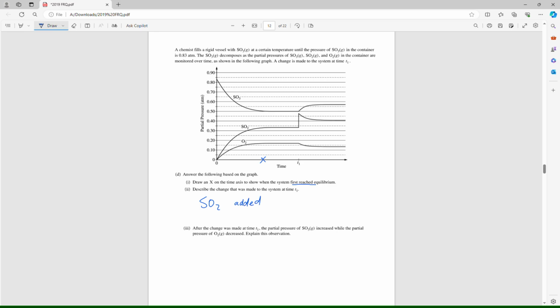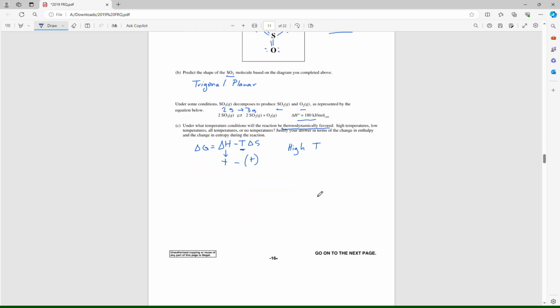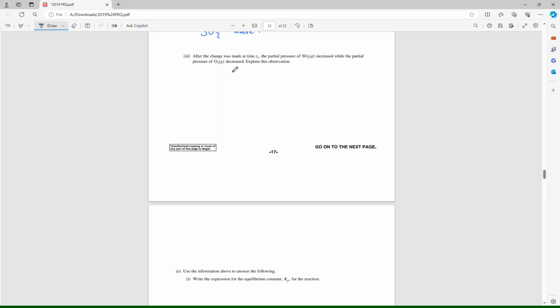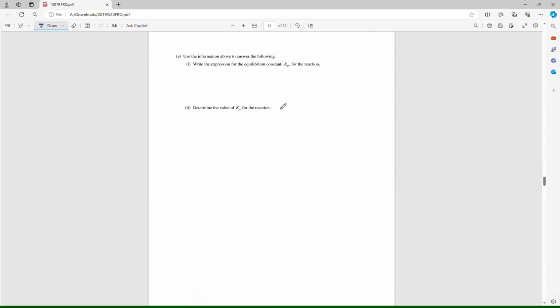After the change was made at time t1, the partial pressure of SO3 increased while the partial pressure of O2 decreased. So this has to do with Le Chatelier's principle. Let's go up to the balanced equation here. So it was at equilibrium, we added SO2, and since we added more products, more reactants will be made. So SO3 is going to go up, and if we're making SO3, that consumes O2 and it consumes SO2. I don't want to write all of that, but that is the explanation for that.